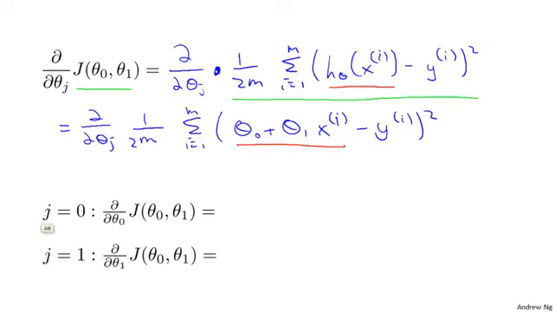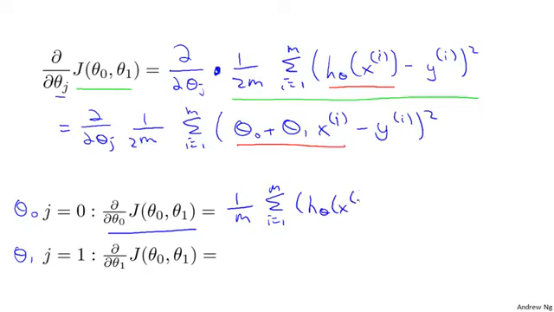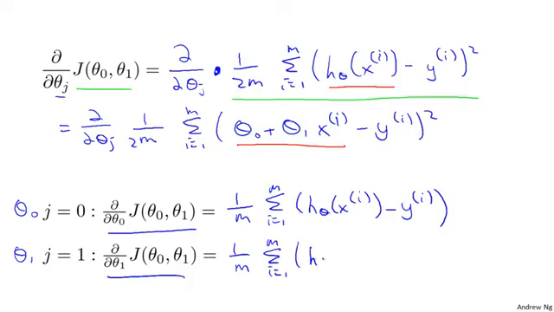So we want to figure out this partial derivative for both the theta 0 case and the theta 1 case. And I'm just going to write out the answers. It turns out this first term simplifies to 1 over m, sum over my training set of just that, h(x^(i)) minus y^(i). And for this term, the partial derivative with respect to theta 1, it turns out I get this term, h(x^(i)) minus y^(i), times x^(i). Okay?